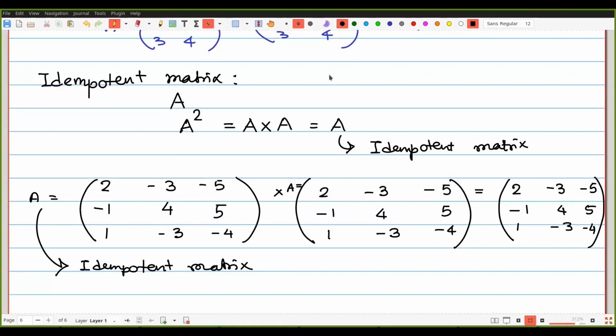Row vector and matrix couple, and column matrix. Row matrix means which term is connected with the matrix, that row. So if any matrix we are representing has only one row, whatever the number of columns is, that one is called the row matrix.